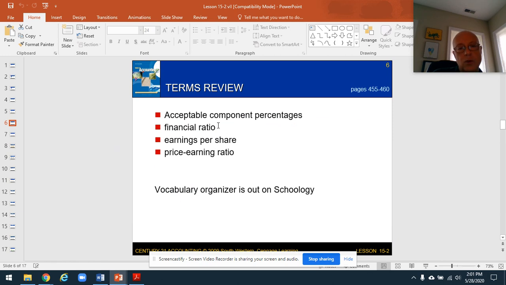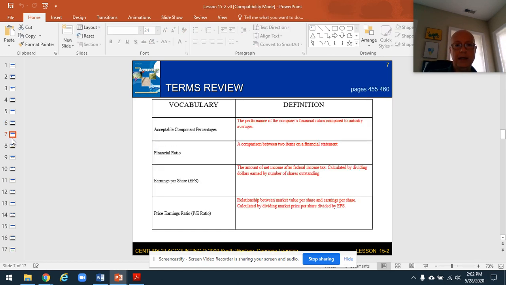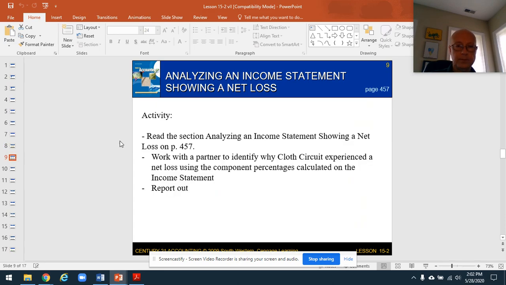All right. So financial ratios. Okay. This is what we're talking about. Now, when you're doing stock analysis to buy, you're literally looking at stuff like key ratios, earnings per share, price to earnings ratio. But these are two that'll give you a general feel for how the company's doing compared to any other company out there. How do you do it? Well, okay. There's vocab. Look at it at your leisure. So here's our income statement for a company with a net loss. All right. I'm going to pull the book back up.